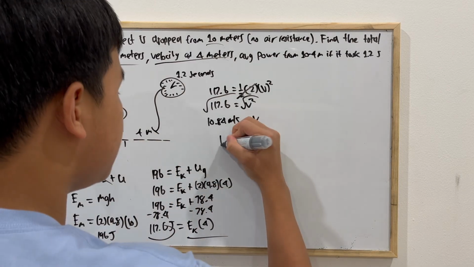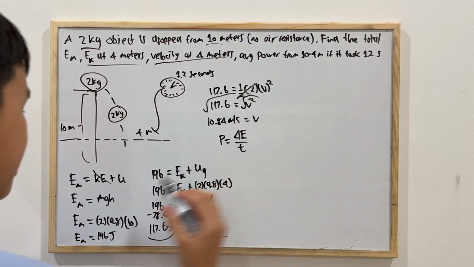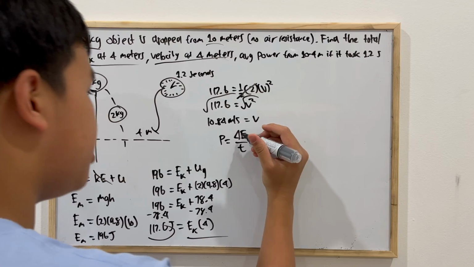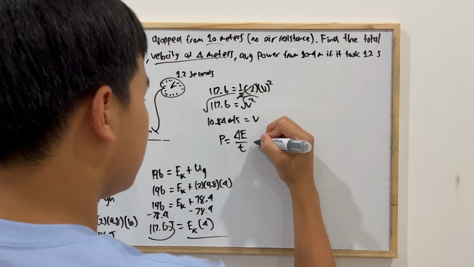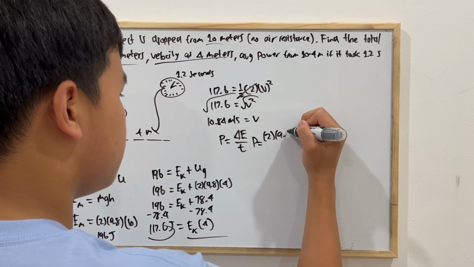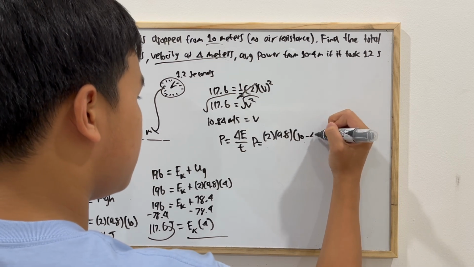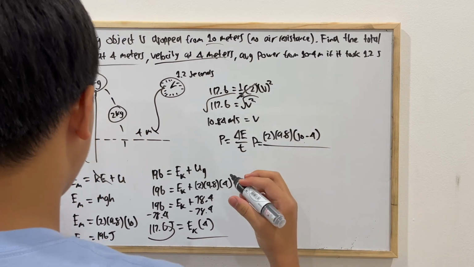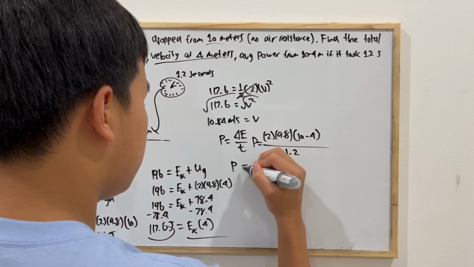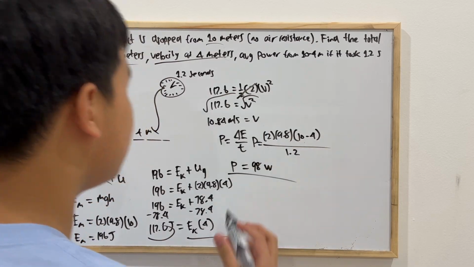To find the power in this situation, it's just how much energy is lost over time, and in this case, the potential energy. The key here is that our change in energy is just how much gravitational potential energy is lost. So we have 2 times 9.8 times the height change, which starts from 10 and goes to 4, and then we divide by our time, which is 1.2 seconds. So our total average power output is going to be 98 watts. That's our answer to this question.